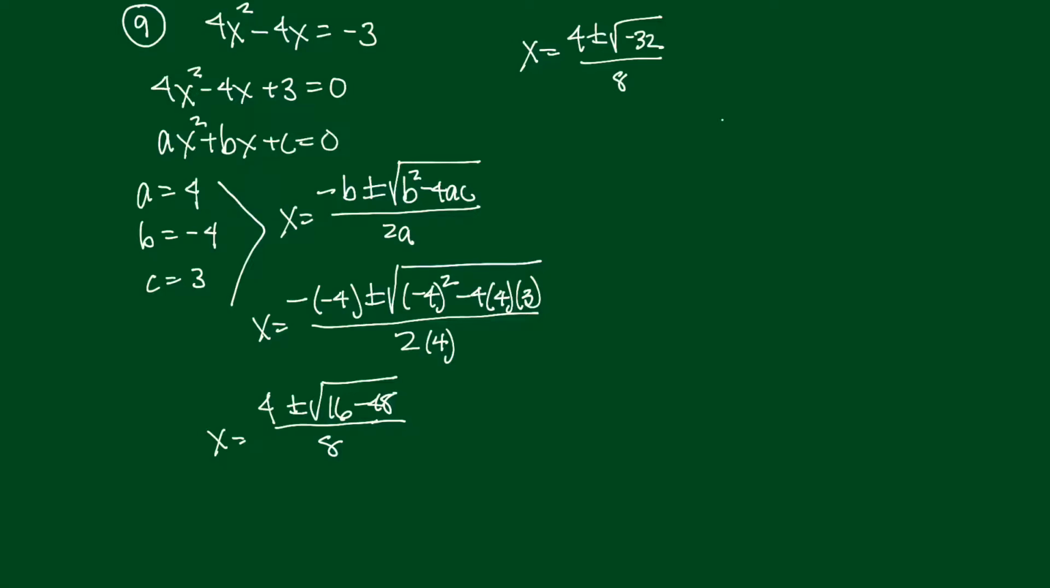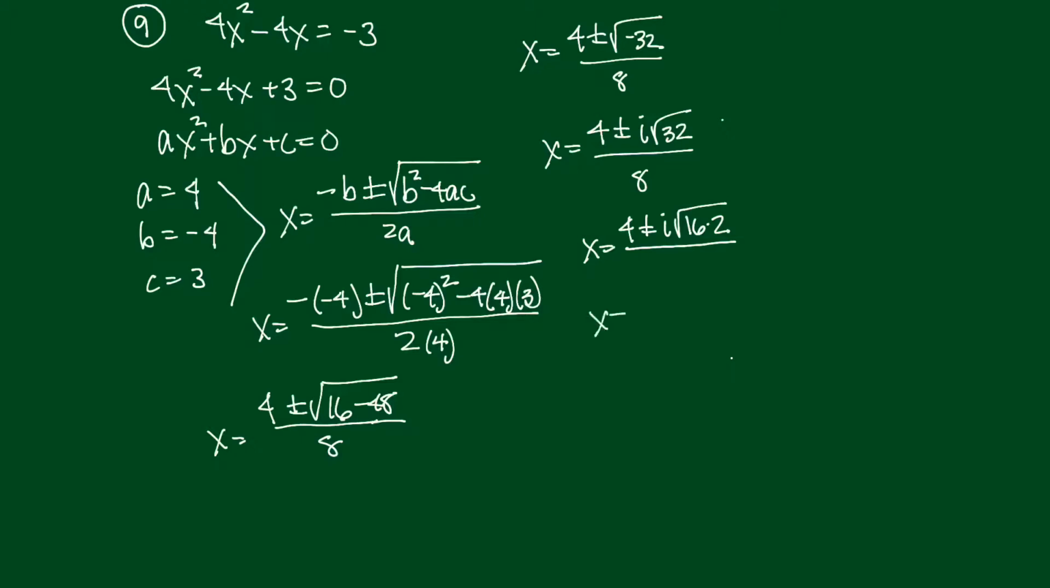Now I see a negative, so I'm going to take an i out right away. And then we can deal with the 32. All right, so x is 4 plus or minus i. Now that 32, break it into two numbers, one of which you know the square root. How about 16 and 2? Now I could use 4 and 8, but then I could break 8 down further. So pick the biggest square that you know.